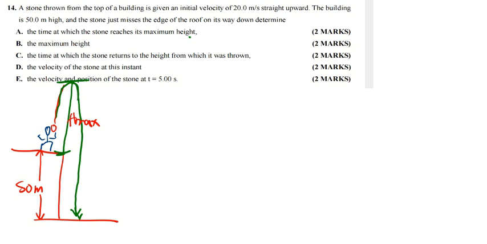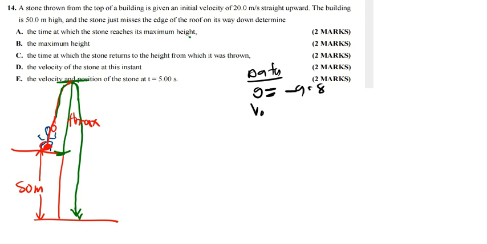So the first question is to determine the time at which the stone reaches its maximum height. So we want the time from where it was thrown all the way to the maximum height. So it was going up. What will be the data? G will be what? It will be negative.